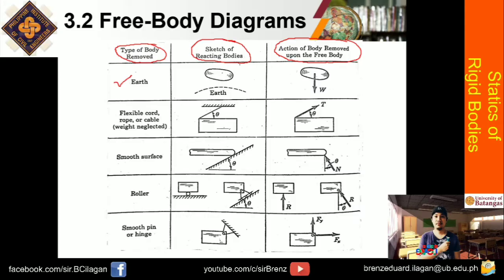Again, consider here a block. It has mass, and now you can get the weight. Take note that the weight is always directed downward, or more exactly toward the center, but in most problems in statics it is directed downward. When you make a free body diagram, it can be simply like this, with W directed downward or along the negative y-axis.